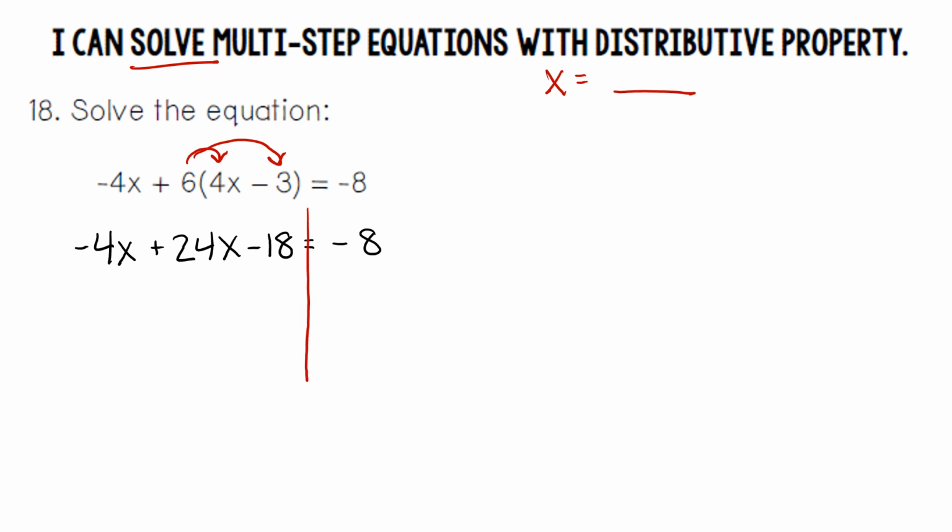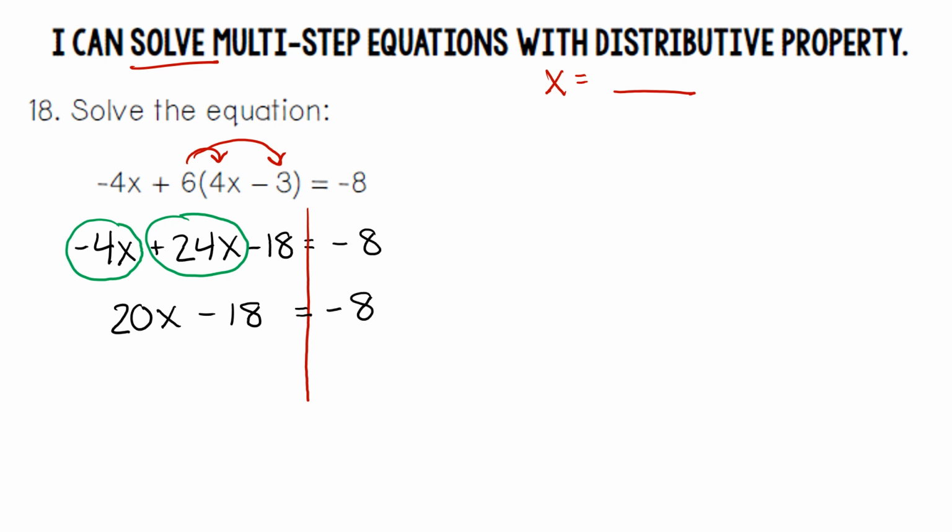We can draw our line down our equal sign, and we can combine our like terms. We can combine the minus 4x and the plus 24x because they share the same variable. The negative 4 plus 24 gives us an answer of 20. The minus 18 stays the same because there are no other whole numbers, and we can keep it with the minus 8 on the outside.